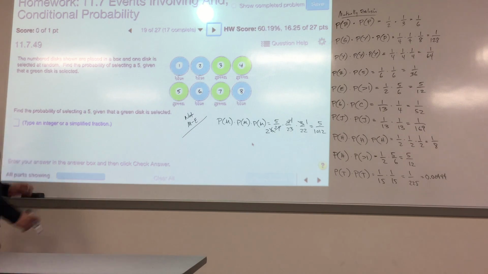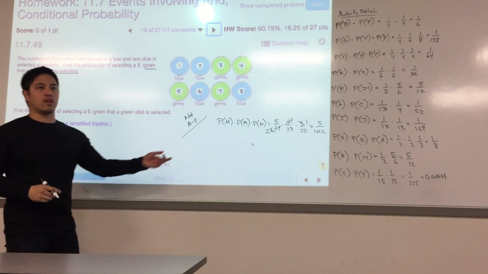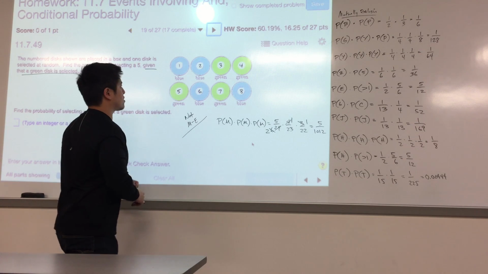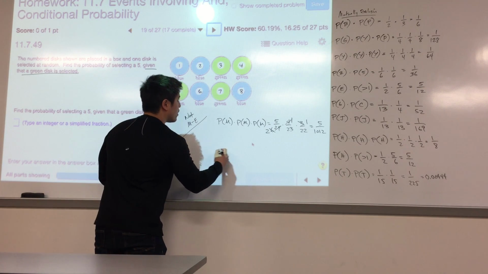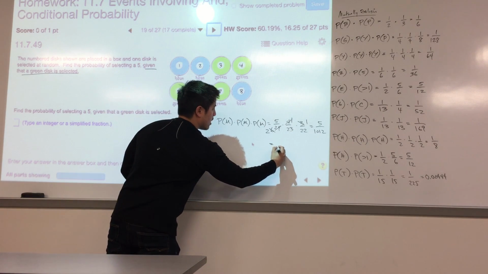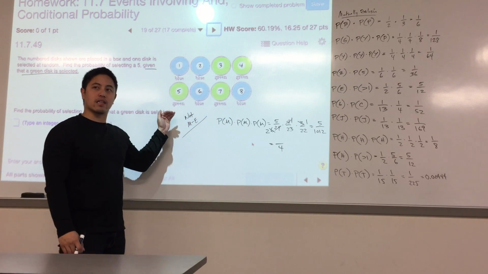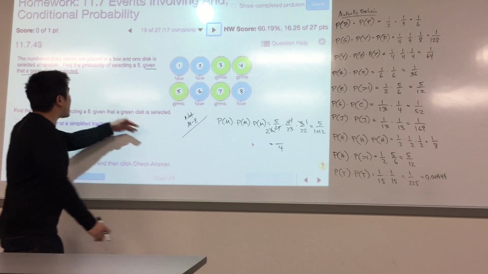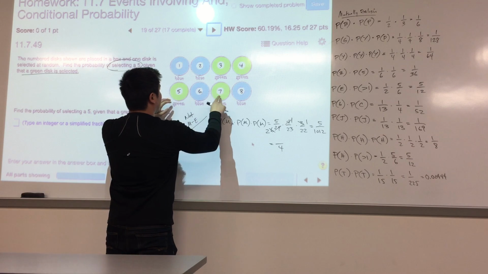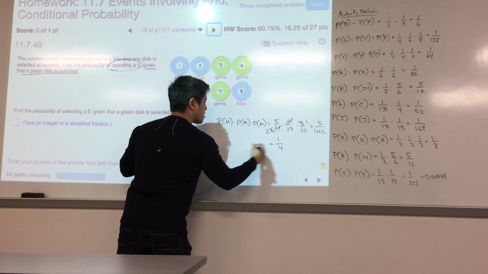Now, the key that you have to see is that given a green disc is selected, that's actually what needs to precede your selection. Because once they say a green disc is selected, you only have what to choose from? 4. Does that make sense? So your probability is actually out of 4. You don't have to factor in all 8. That's key. Now back up and find the probability of selecting a 5. So you only look at your greens. How many 5s are there in the greens? 1. That's it.